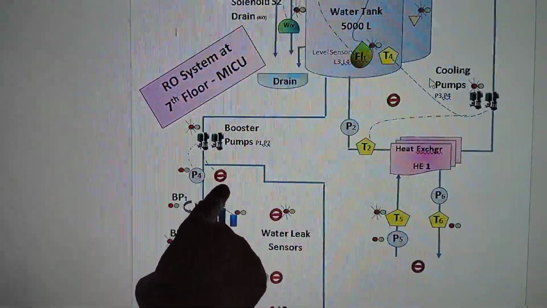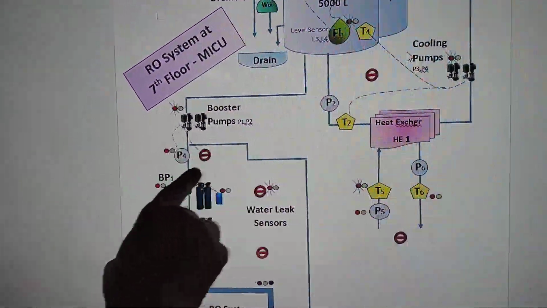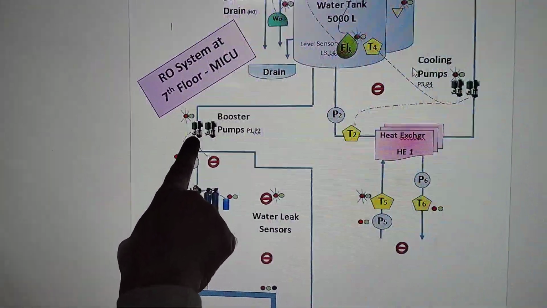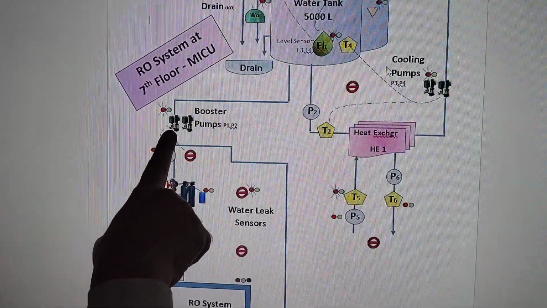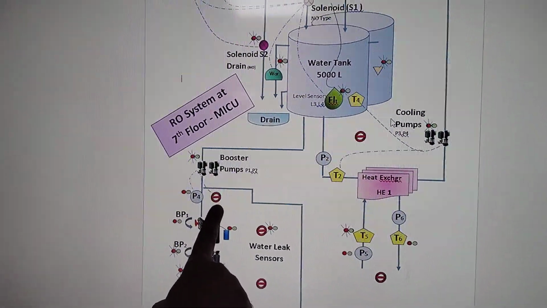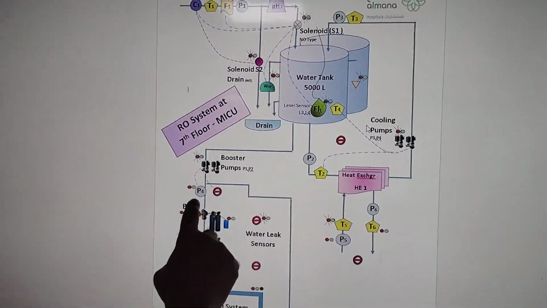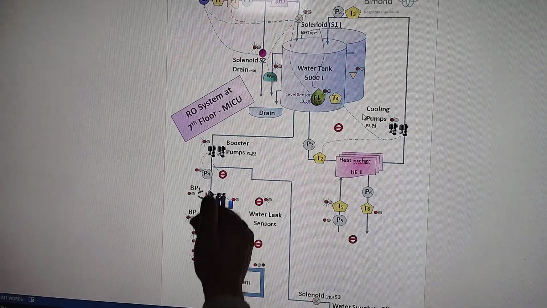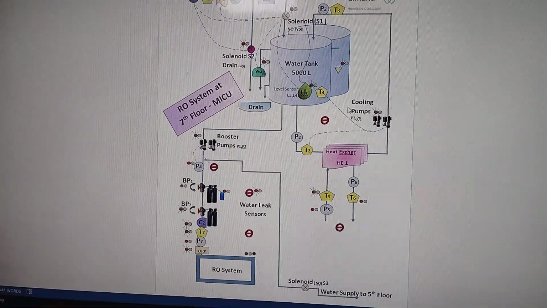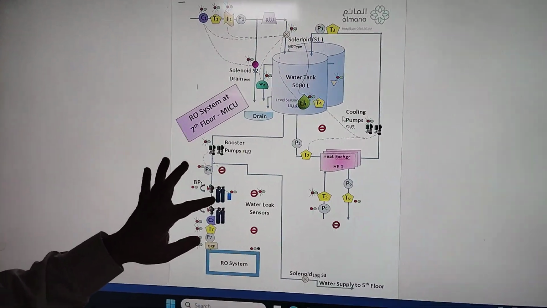When it will try to maintain the pressure of 4 bar, in case of any leak over here in this area, the leak sensors are there which will check and switch off the pump. It will not allow the pump to be on whenever there is a leak, when the leak sensor is on. So these two booster pumps work and build up the pressure and give the water to the RO system.